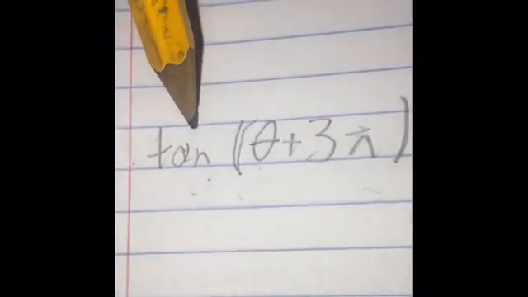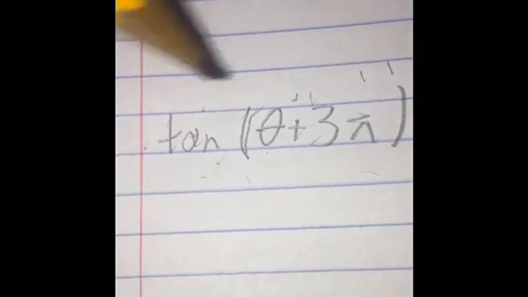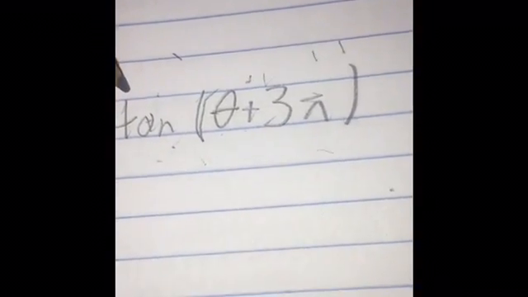We can also use sum and difference equations to derive reduction equations. So here we have tangent of theta plus 3 pi. So all we have to do is plug this into the tangent sum equation. So we have tangent of theta plus tangent of 3 pi all over 1 minus tangent of theta times tangent of 3 pi. So now what you want to do is substitute. We have tangent of theta, and tangent of 3 pi, which would represent 1.5 times around a circle. So therefore, it would be x over y, which is 0 over negative 1, which is equal to 0.